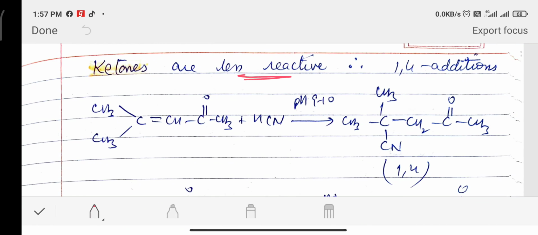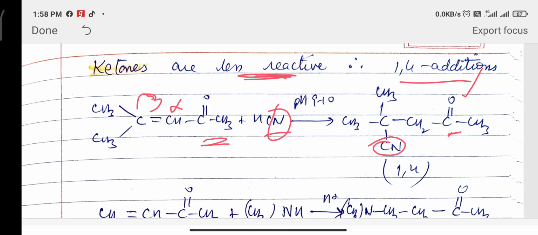Similarly, ketones being less reactive, they give 1,4 additions. That is, if addition takes place to a ketone, that is C double bond O, with an alpha carbon, it is an alpha beta unsaturated ketone. In this, if addition of HCN takes place, then the CN group adds to this carbon, and then OH is attached to this carbon, and further upon changing into equilibrium, it gives the keto form again. So this is the 1,4 addition.